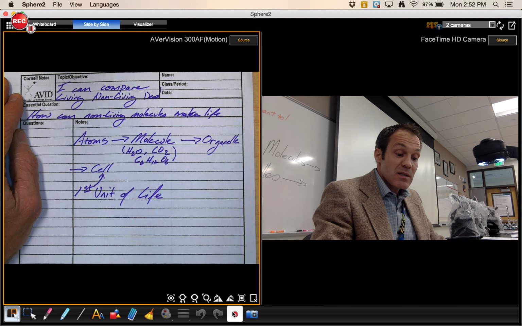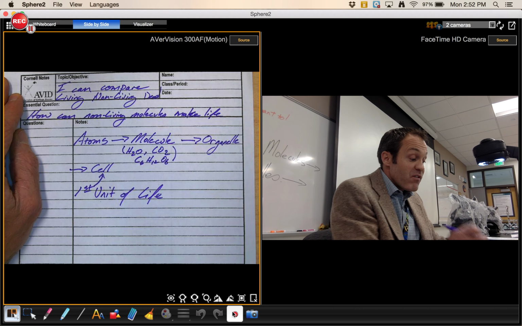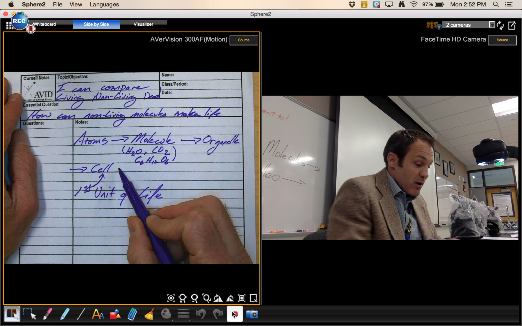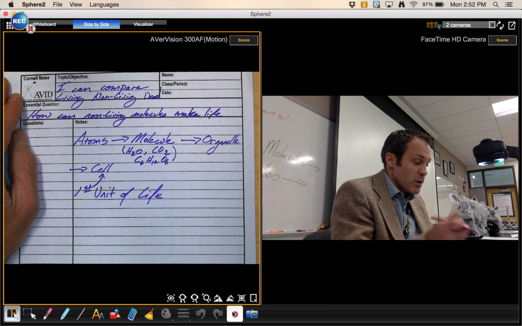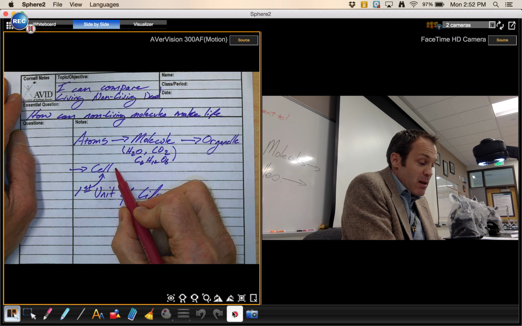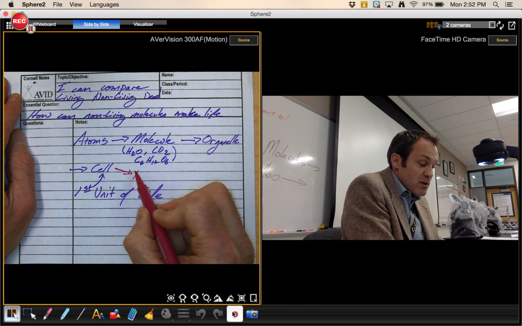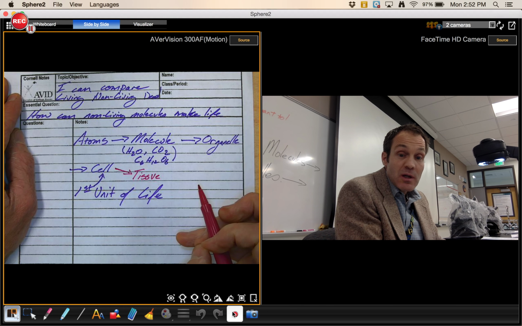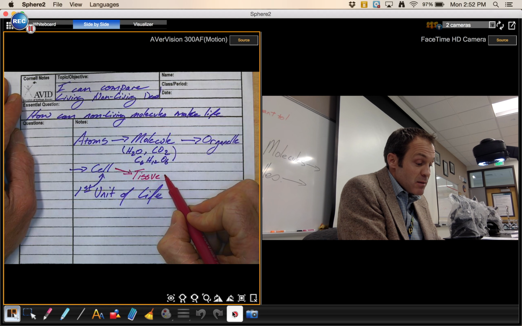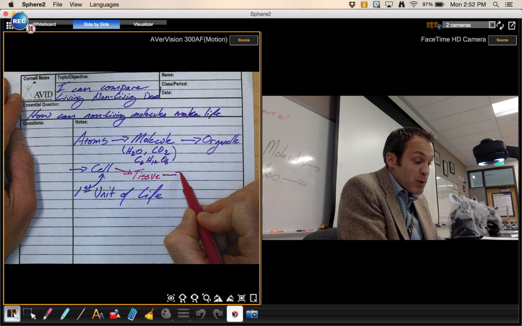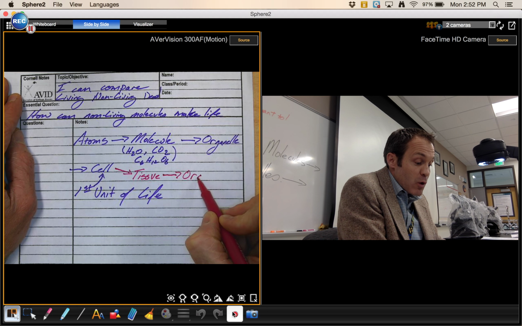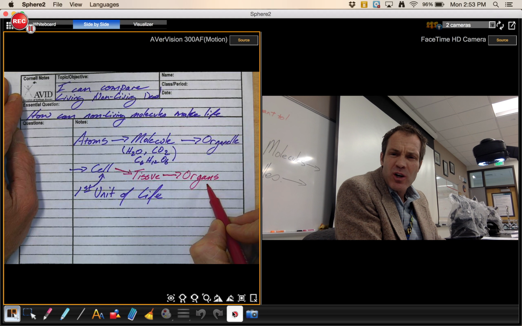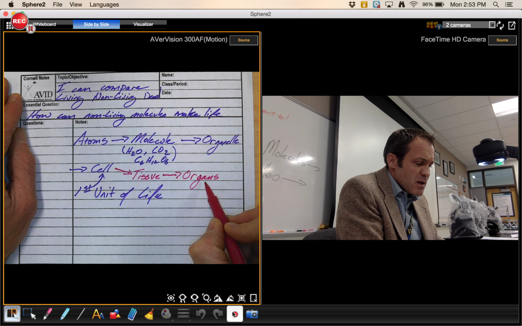Today in class, we finished this. What's bigger than a cell? I'm going to drop down a line. In fact, I'll change colors here real quick. Bigger than a cell are tissues, like my skin tissue or muscle tissue, made up of millions of cells. Tissues, multiple types of tissues, make organs. Organs, such as my heart or my lungs.